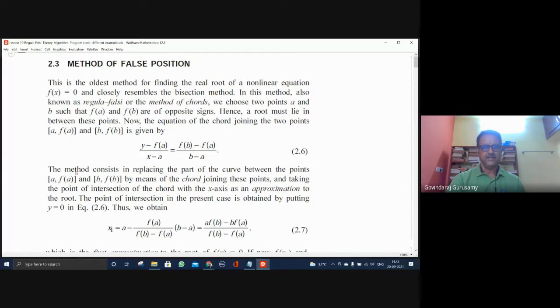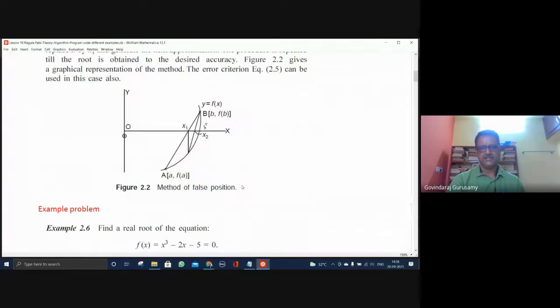Okay, so the method consists in replacing part of the curve between the points A, f of A and B, f of B by means of a chord joining these points, and taking the point of intersection of the chord with the x-axis as an approximation to the root. So this is the point of intersection of the chord with the x-axis.